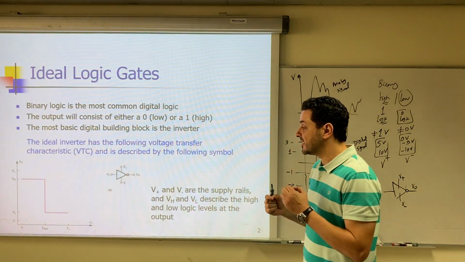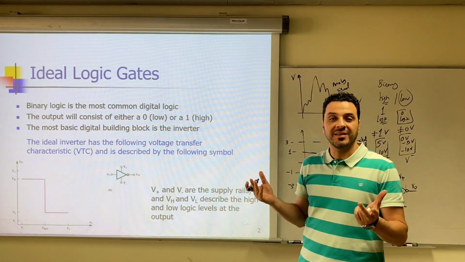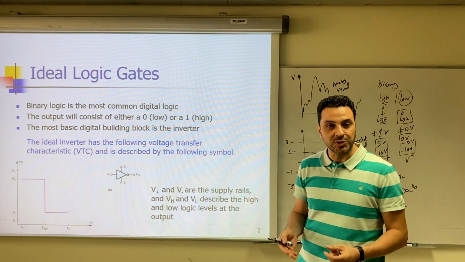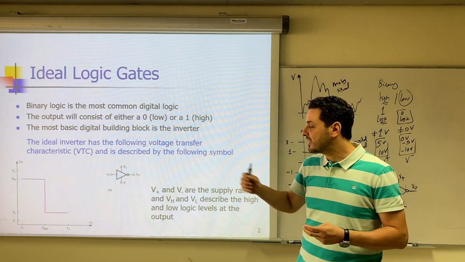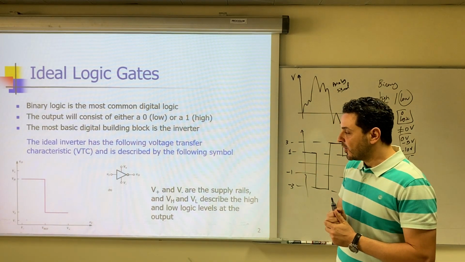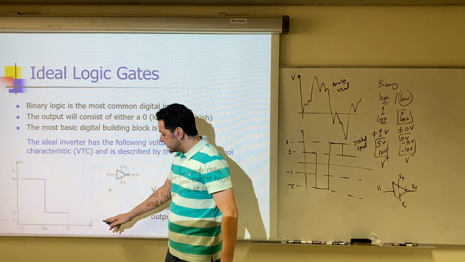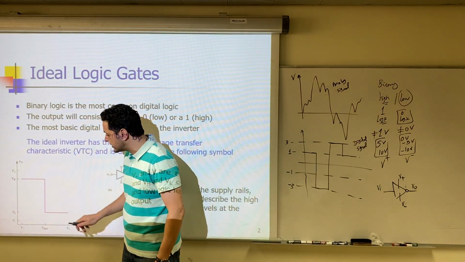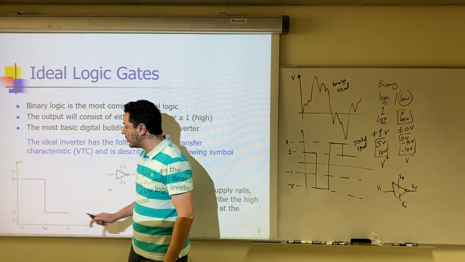When I'm saying ideal inverter, the word ideal means this is the perfect inverter. This is what we dream to have. But unfortunately, as we will see, practically speaking, we will not have such nice characteristics. So the ideal inverter has a transfer function between the input and the output that looks like this. When the input is low, the output will be high. When the input is high, the output will be low.